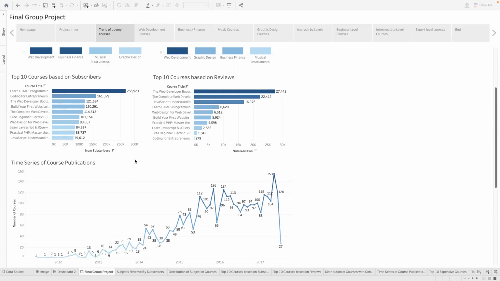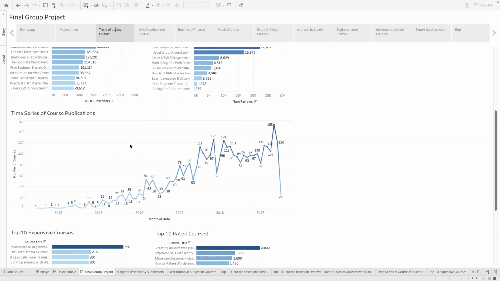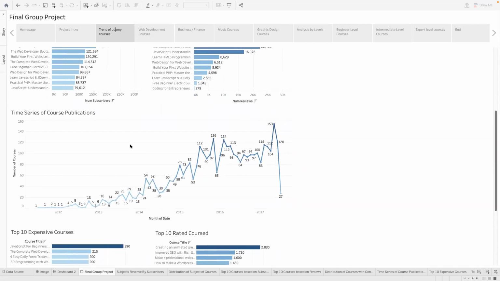We established a time series analysis to understand how Udemy has progressed over the years. We have seen that the first course hosted on Udemy was in July 2011, and since then it has been gradually increasing. The highest number of content posted was in May 2017, where 153 courses were hosted on Udemy.